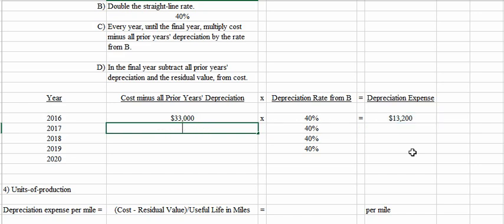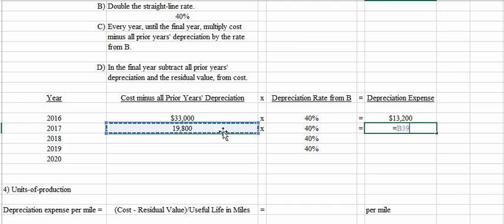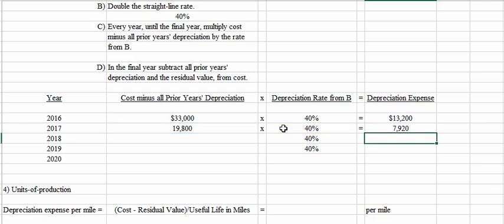Here we want cost minus all prior years' depreciation, so it's equal to 33,000 minus the 13,200. Alright, then we're going to multiply by the rate. So it equals 19,800 times the rate of 40%. Gets you 7,920.